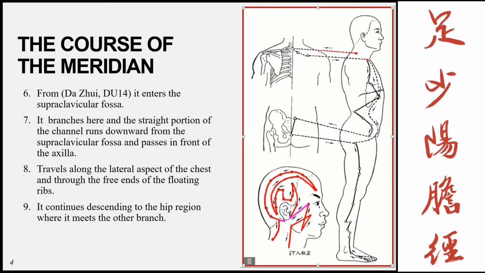And then in this slide, we're going to take a look at where the meridian flows on the torso. So from GB14 on the spine, it re-emerges at the supraclavicular fossa over there, and here it branches. You can see the red branch and the blue branch. So we're going to follow the red branch, which is also known as the straight portion of the channel. And this goes downwards from the supraclavicular fossa and passes in front of the axilla over here. And then it travels along the lateral aspect of the chest and through the free ends of the floating ribs down here. And then it continues descending to the hip region known as GB30, and that's where it connects with the other branch.